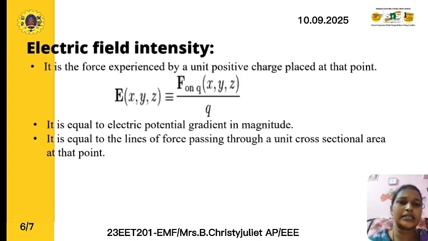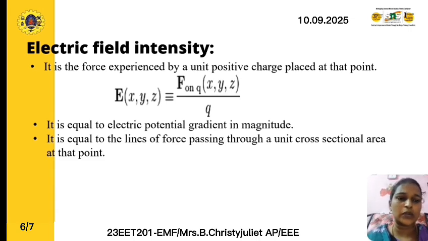So here this electric field intensity is equal to the electric potential gradient in magnitude, and it is also equal to the lines of force passing through a unit cross-sectional area at that point.